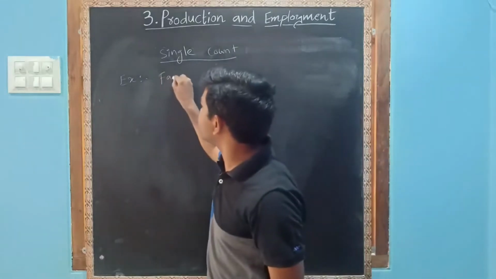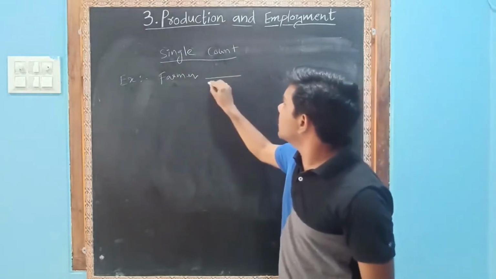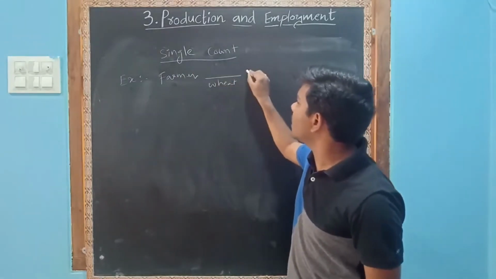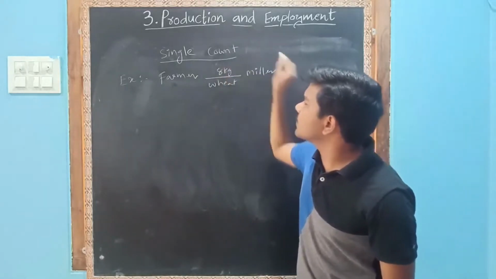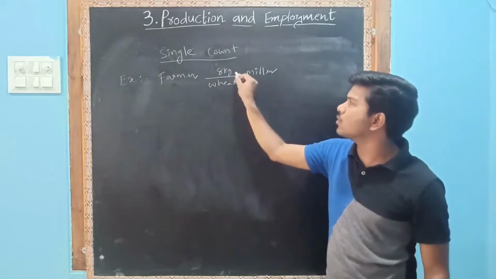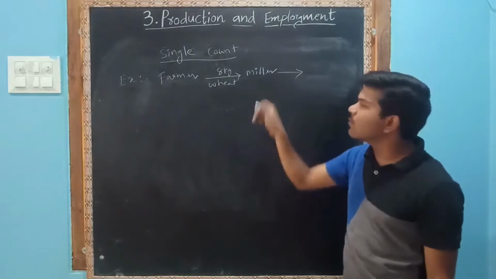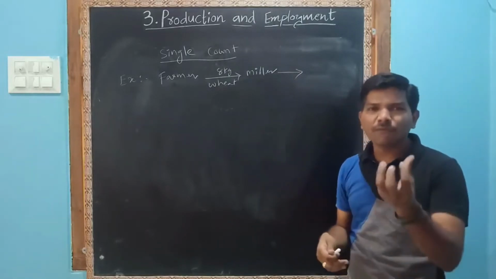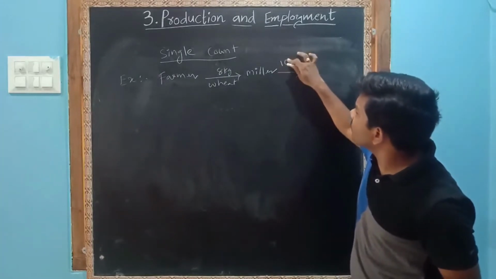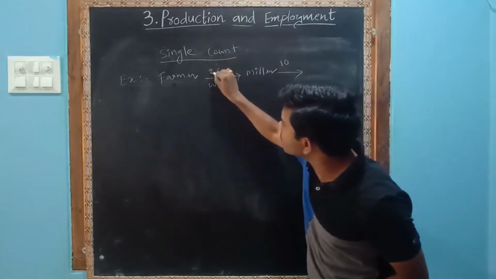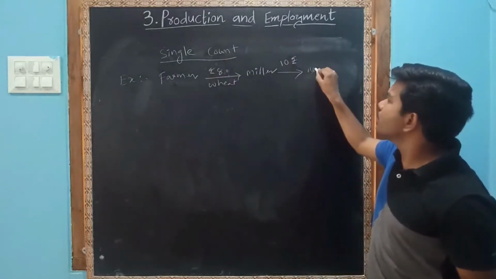Example, a farmer sold wheat to the miller at 8 rupees per kg. The miller ground the wheat, then the flour came, and he increased the price. It is 8 rupees for the wheat, and here 10 rupees for the flour, and he sold it to the biscuit maker.